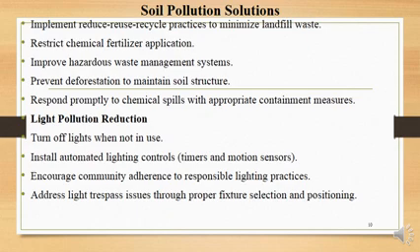We have soil pollution. The solution is to implement reduce, reuse, recycle practices to minimize landfill waste, restrict chemical application, restrict fertilizer application, and improve hazardous waste management systems.